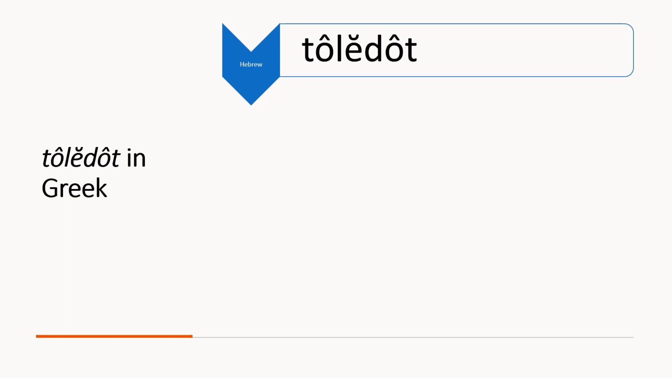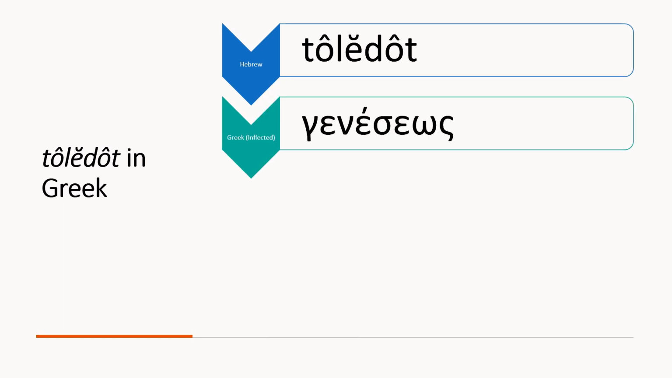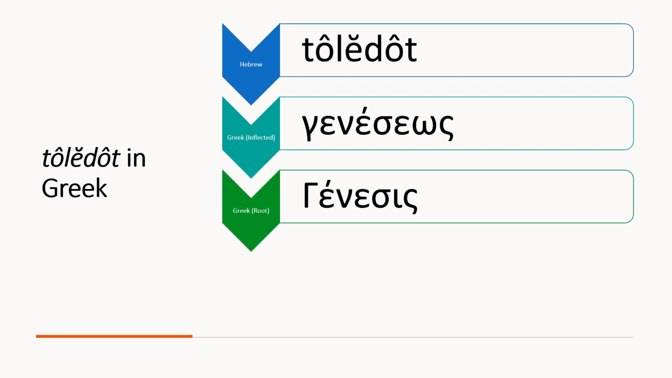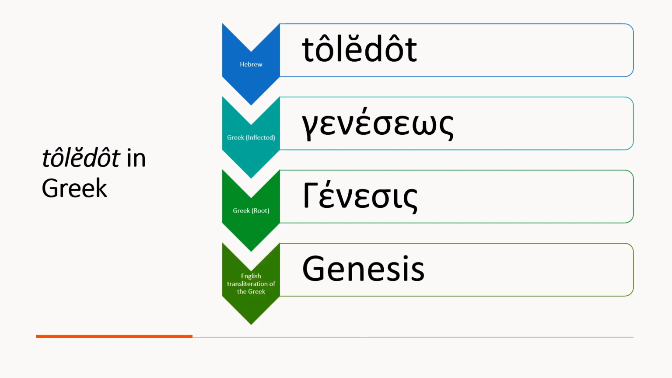The word that is translated toledot in the Greek Old Testament is the word genesios. And genesios is an inflected form, so it's a form where, because of a change in meaning, it's sort of changed the way that it looks, of a Greek word the root of which is Genesis. Essentially, Genesis, are the letters there. And this transliterated, so if we spell it letter for letter, gives us the English word Genesis.